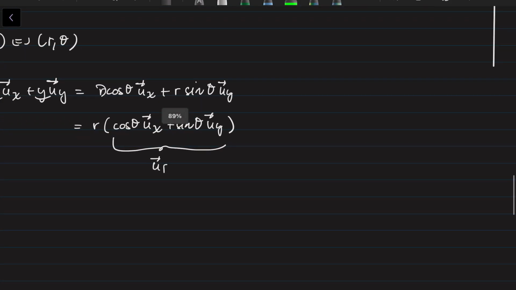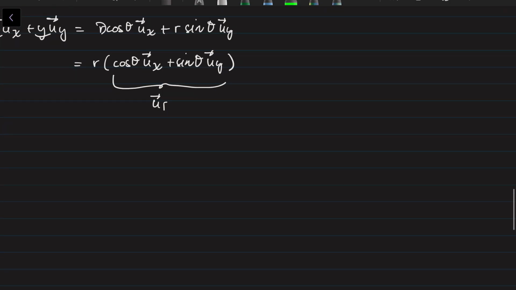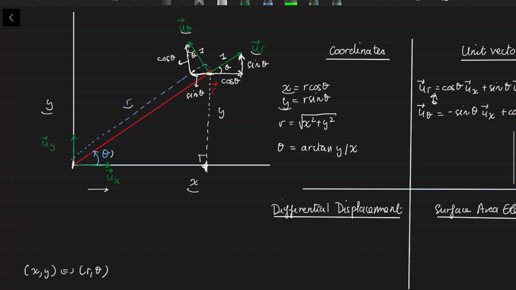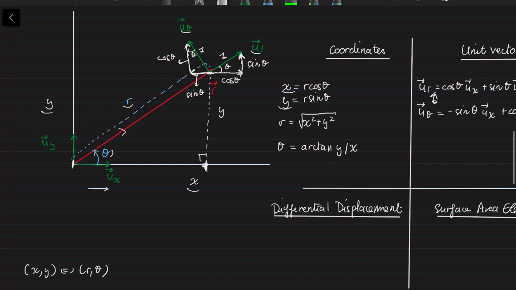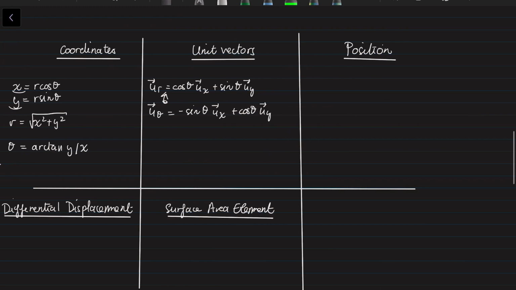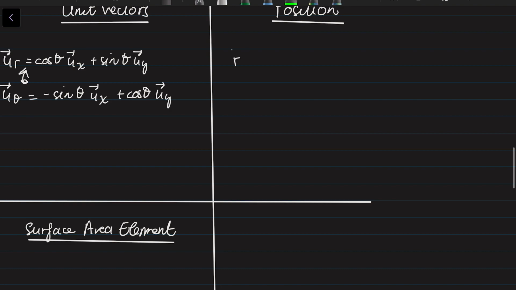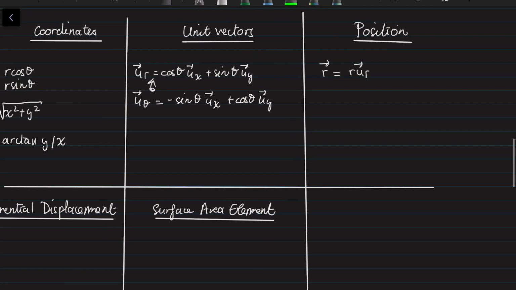Okay, so what does that tell us? That tells us that the position r is just the distance r times u_r, the unit vector. And you see this makes sense because if we look at this graph, if I know what my distance is from the origin and I know in what direction I'm pointing, then I know my particle's position in polar coordinates. So let's write this down. So r is just r times u_r. So that's a nice and neat expression.